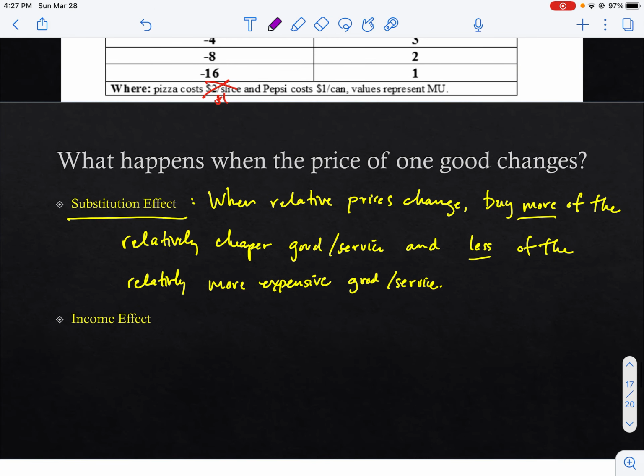So if you go back up to our definition of the substitution effect, buy more of the relatively cheaper good and buy less of the relatively more expensive good. So in our example, this is saying, hey, eat more pizza, but step back from the Pepsi, right? Don't have as much Pepsi. So the substitution effect is telling you, enjoy the pizza, have more pizza, but stay away from the Pepsi.